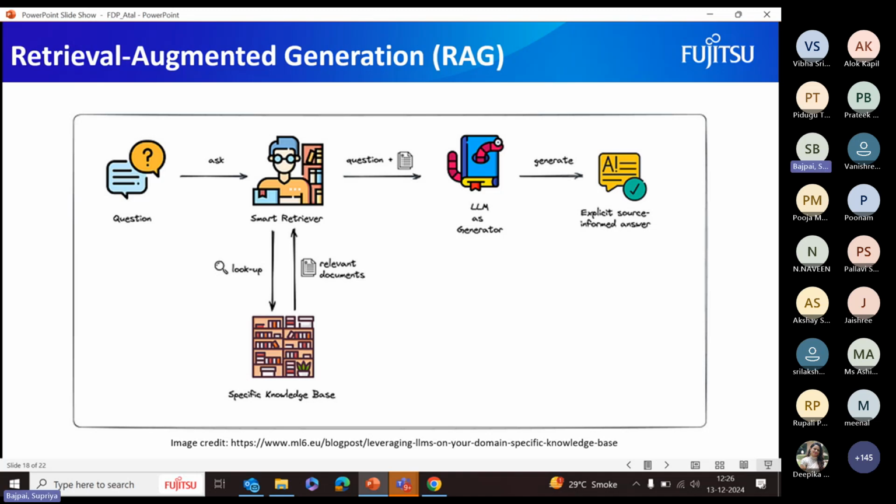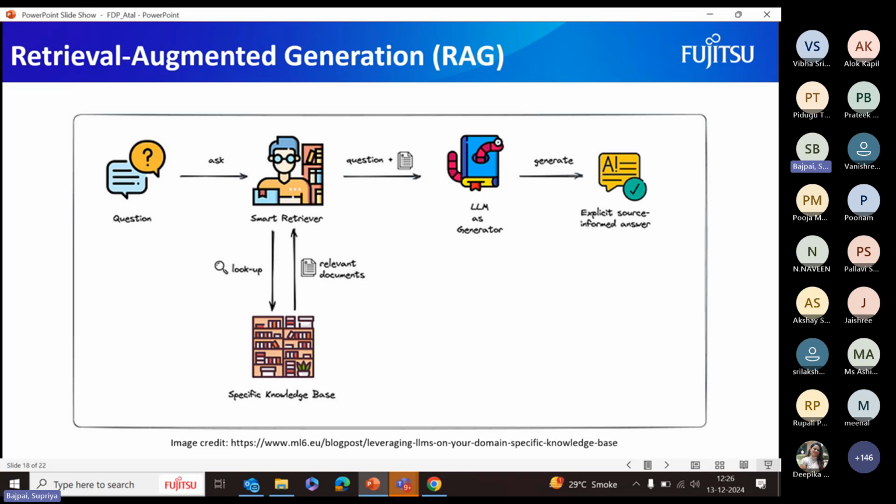Now we will see how RAG reduces hallucination. LLMs, for example GPT, are dependent on what they have learned during training, but they have a way to look at the specific information they want to. This is where RAG comes in.